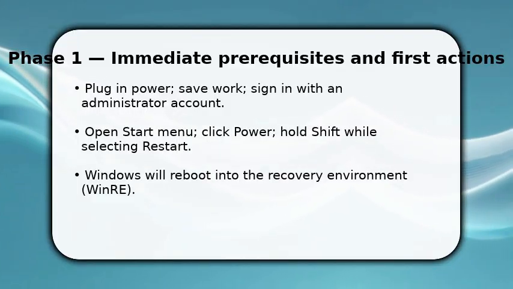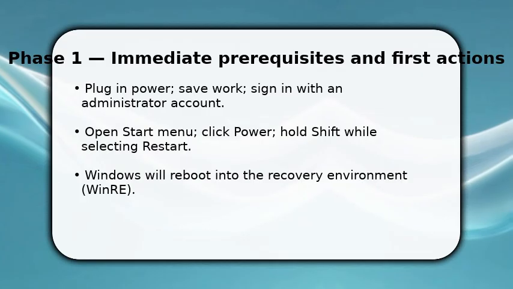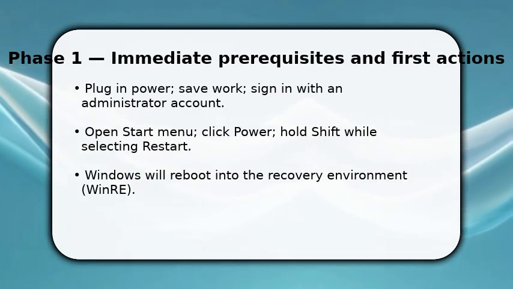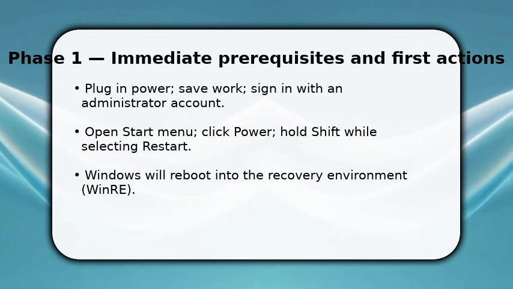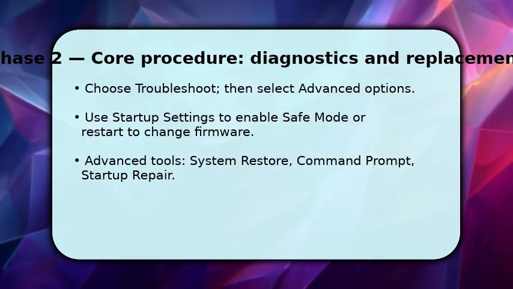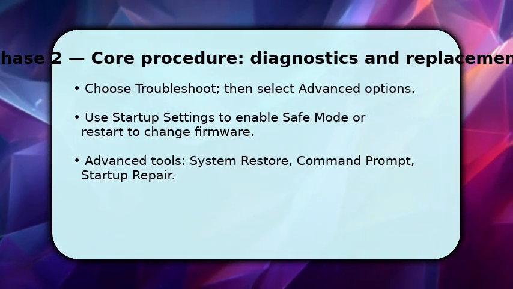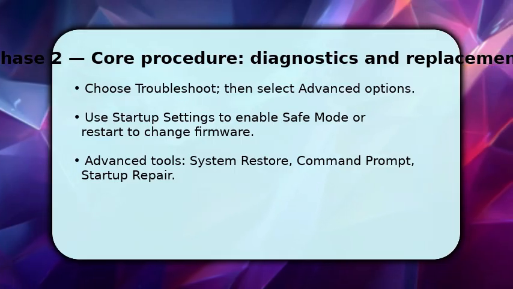Make sure programs are closed first so the restart proceeds cleanly. This step gets you out of the running OS and into the recovery tools. Once in WinRE, select Troubleshoot to access repair tools, then go to Advanced Options. This is where specific fixes live.